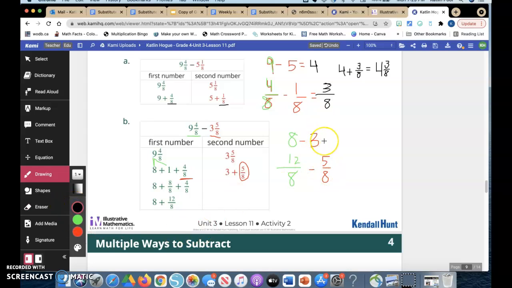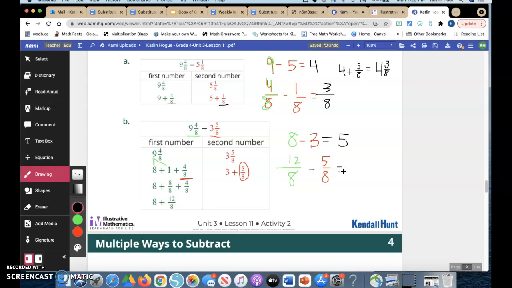Alright, guys. If you know what 8 plus 3 is, give me a thumbs up in your chest. Not 8 plus. Ooh, Miss Hoag's losing it. 8 minus 3. If you know what 8 minus 3 is, give Miss Hoag a thumbs up at your chest. 8 minus 3 is, tell me. 5. Correct.